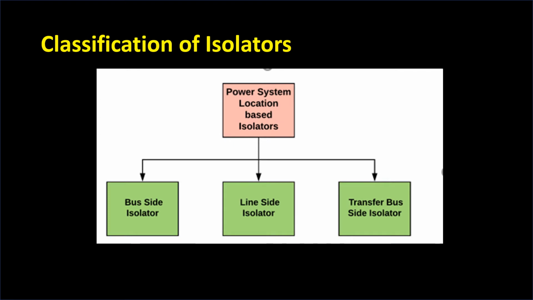We can also classify isolators as per the location, like bus side isolator, line side isolator, and transfer bus side isolator. Bus side isolator is a type of isolator that connects to the major bus, whereas line side isolators stay connected by a feeder in line side. Transfer bus side isolator stays connected to the major bus of a transformer.